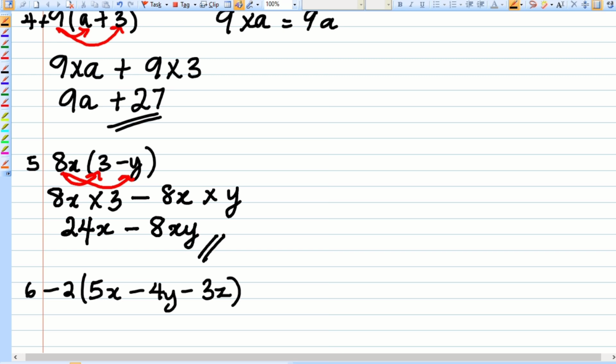You notice that we can't add all these things together because they're not like terms, or rather subtract, because we're doing subtraction here. x and xy are not like terms, so that's why this becomes our final answer.